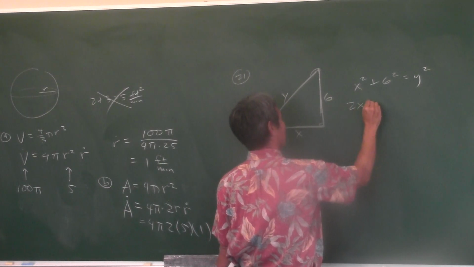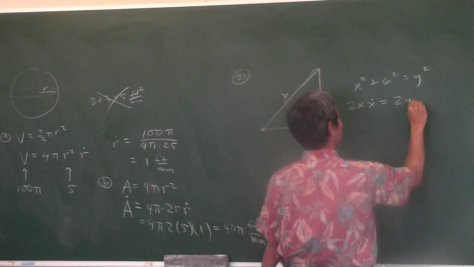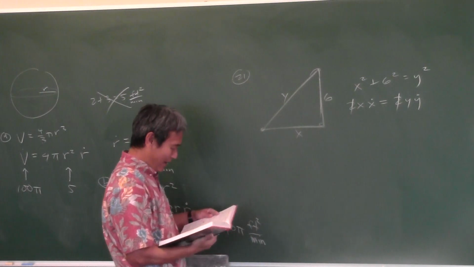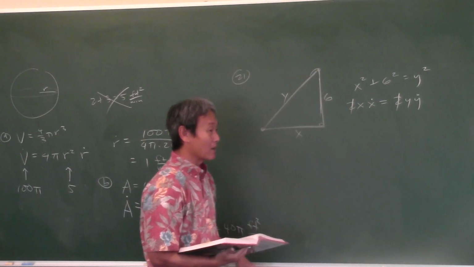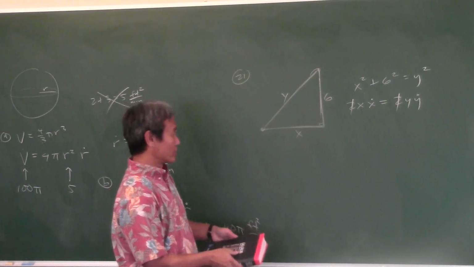2x times x dot equals 2y times y dot. There you go, and the 2's cancel out, right? And what are we trying to find in this problem? How fast is the boat approaching the dock? So are we trying to find y dot or x dot? X dot. We're trying to find x dot.